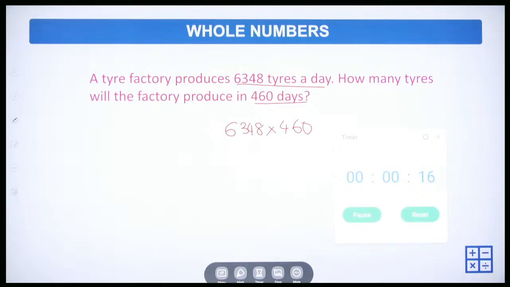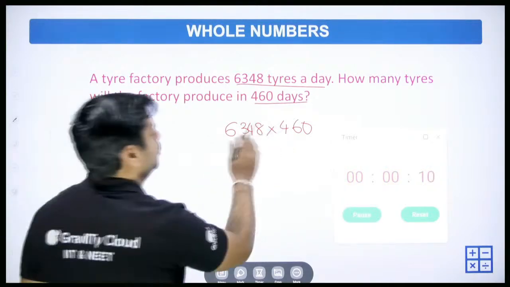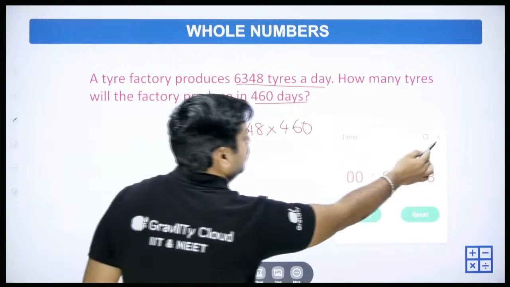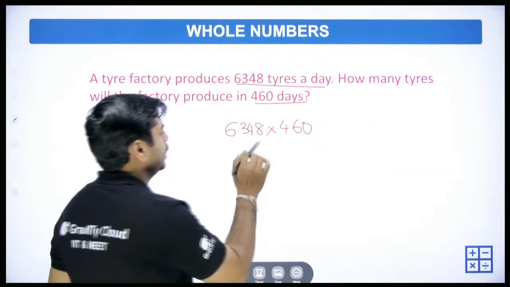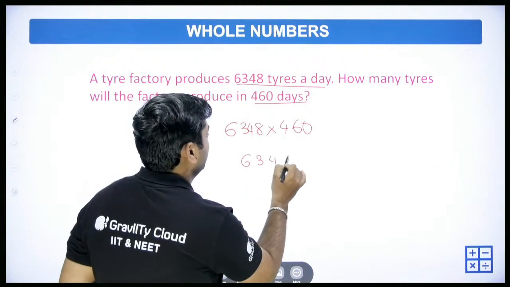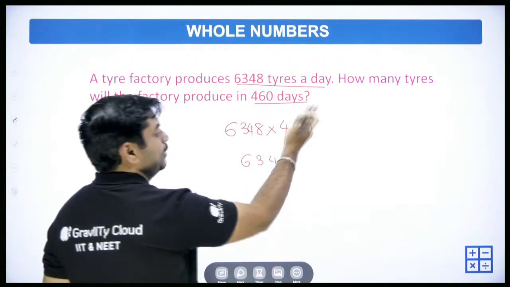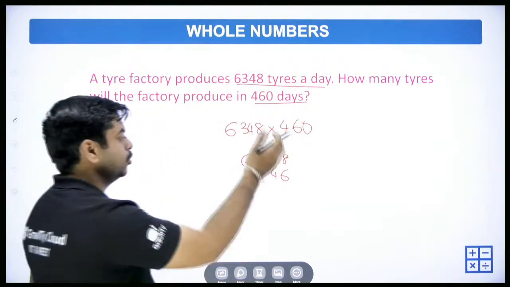So last 15 seconds. So please try to do it that fast. You can simply ignore this 0. You just need to multiply this one. Okay. So we have a lot of options that we can go with. We'll go with the direct multiplication.